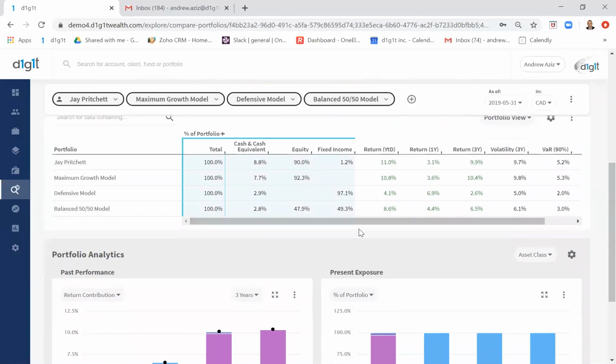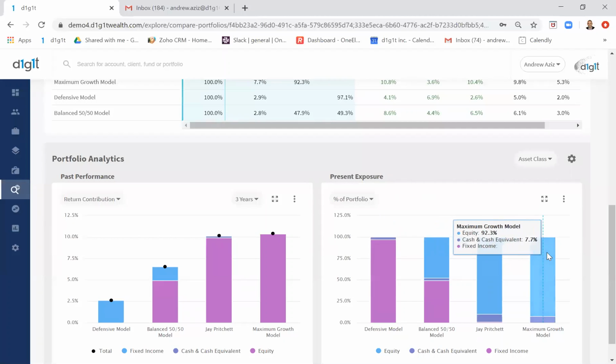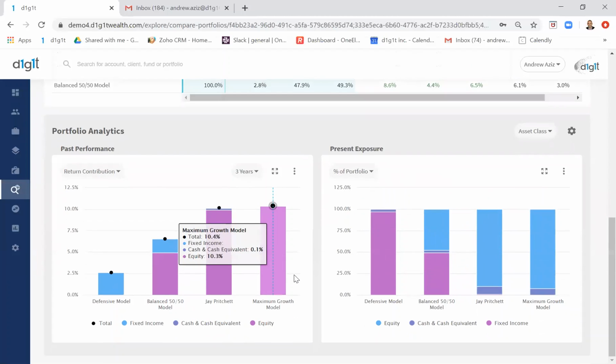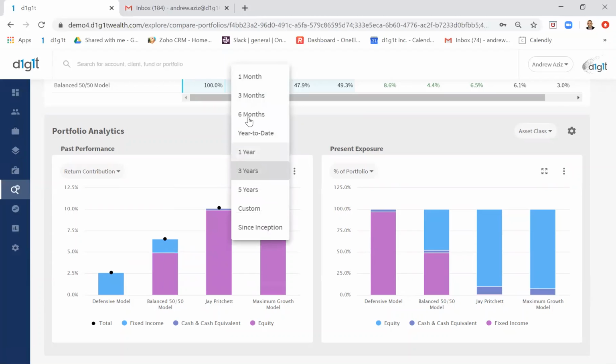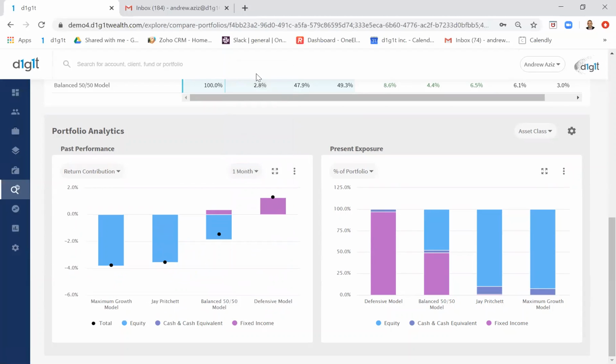If we scroll down now, we could see in the panel to the right how Jay's allocation compares, and we see he's tracked very well to the maximum growth. And the panel to the left shows that over 3 years, he's done well. However, as we've seen in the last month, when the market has turned, so has Jay's portfolio along with the maximum growth model. In the last month, he would have performed better with some of the safer portfolios.